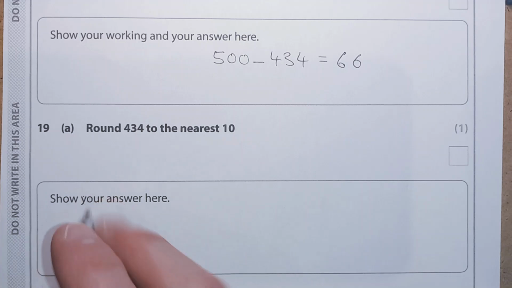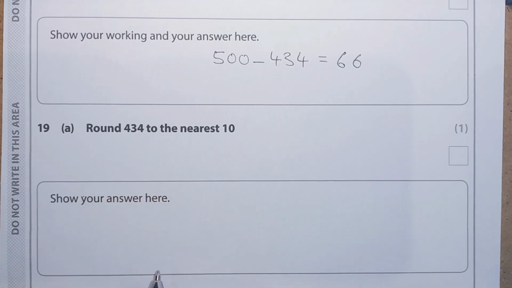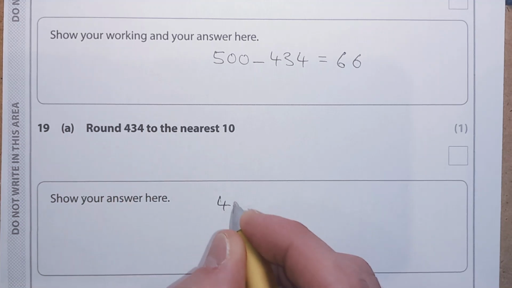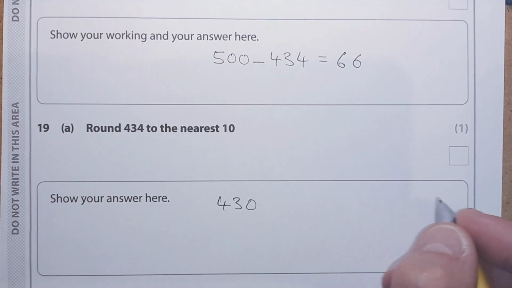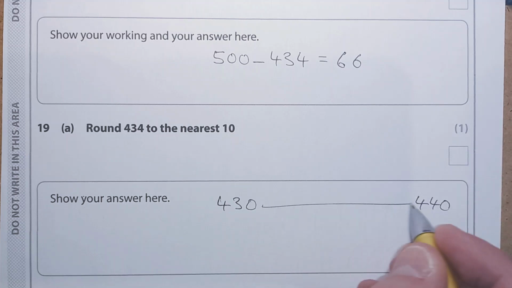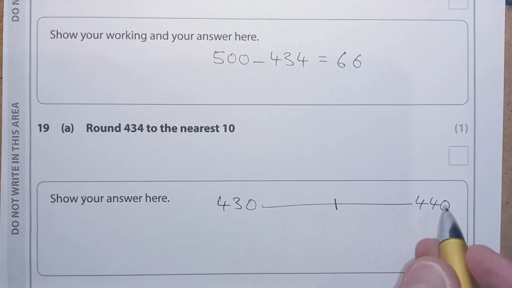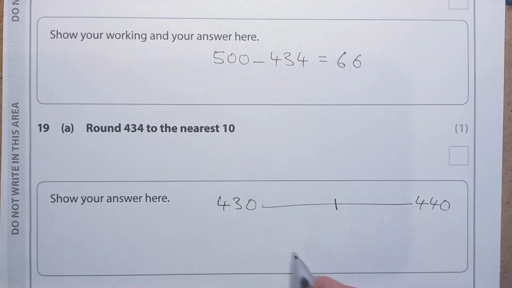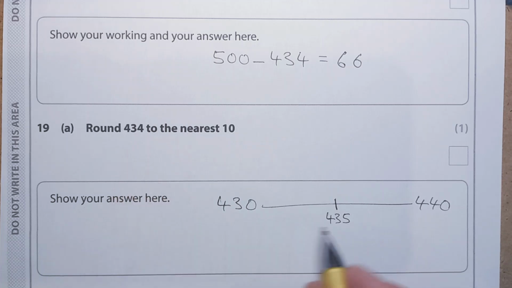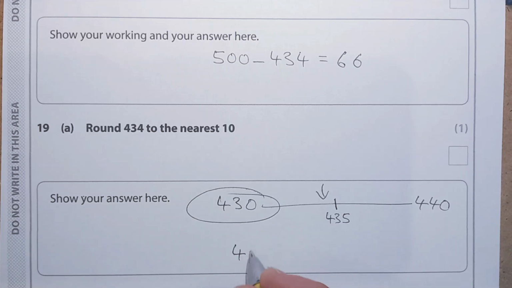Question 19a. Round 434 to the nearest 10. So we're working in tens. So we're going to have 430 down one end. And the next 10 up would be 440. So again, I always think it's nice to know what would be halfway in between. Well, half of 10 is 5, so we'd have 435 in the middle. 434 would be this side of 435, so it would round down to 430.